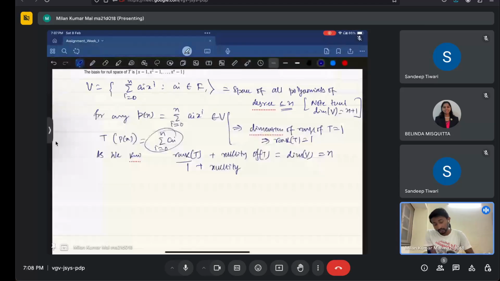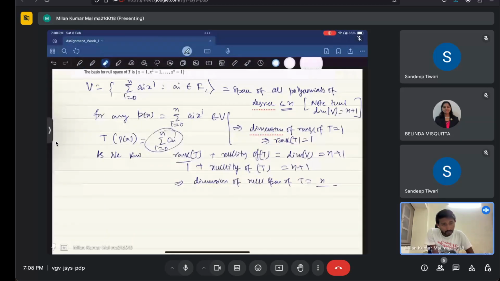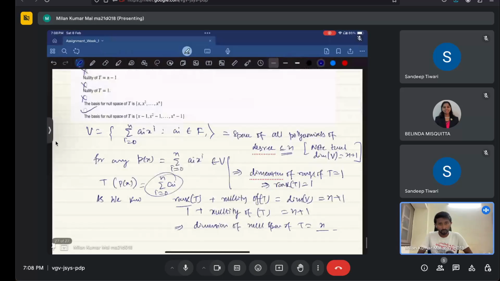Nullity of T is 1, that is also false. That need not be true, because if we consider n is 1, in that case nullity of T is 1, just considering the polynomials of degree less than or equal to 1. Those are called linear polynomials, but that is not necessarily true, because n can be taken as any number.